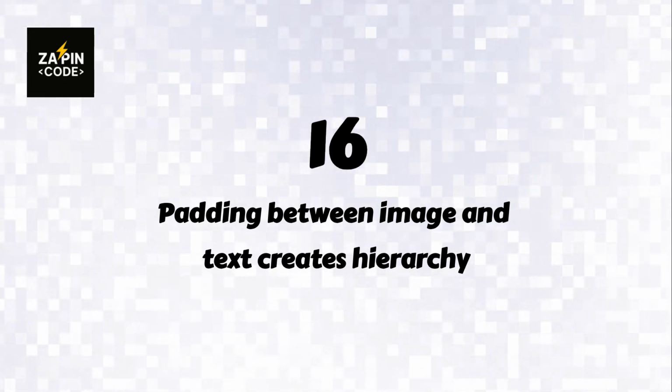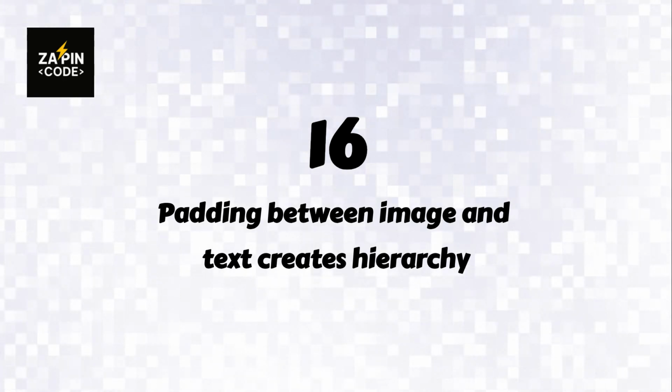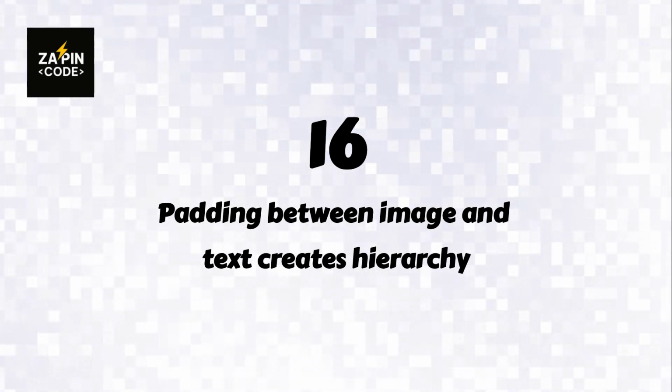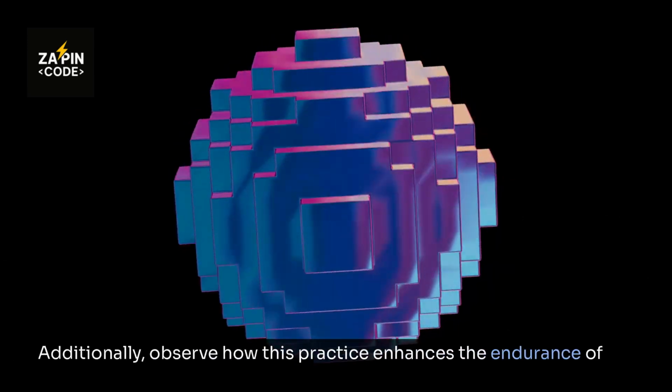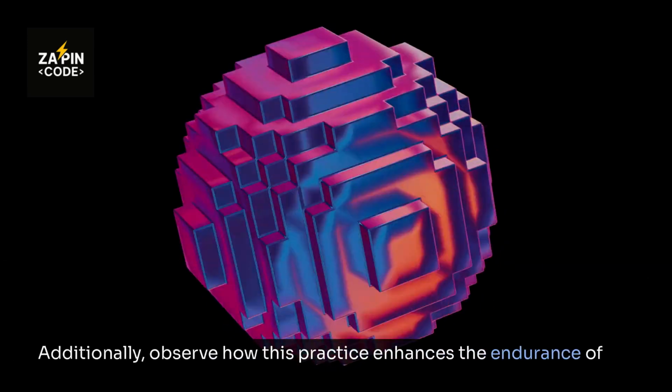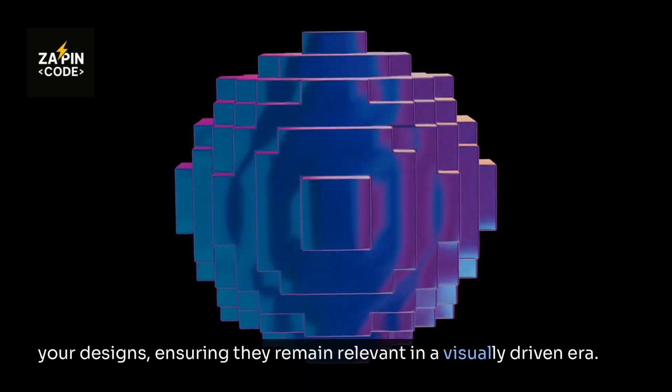Ensure there's ample padding, 16 pixels or more, between the image and surrounding text, creating a visual hierarchy that guides the viewer's gaze seamlessly across your content. Additionally, observe how this practice enhances the endurance of your designs, ensuring they remain relevant in a visually driven era.